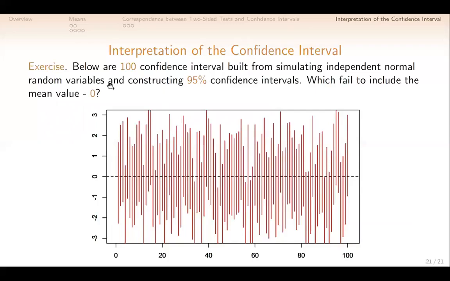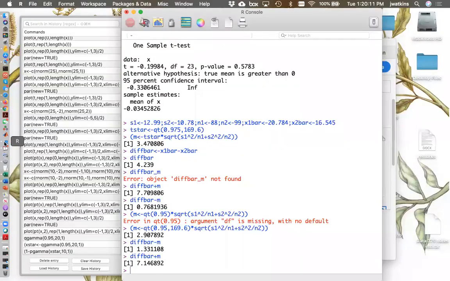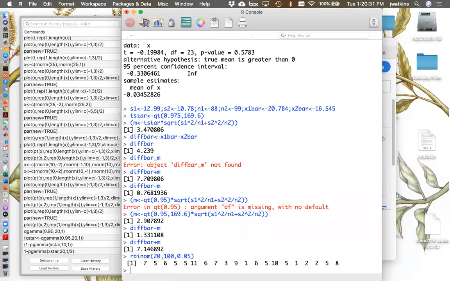None of them were too high, oddly. So if you do 100 confidence intervals, on average, you're going to have 5 that fail to include the true value. So I'll do 20, I guess, out of 100 with probably 0.05. But it can vary around that.